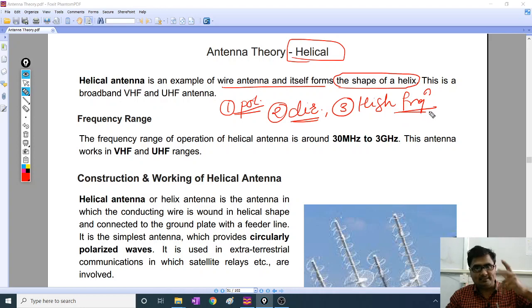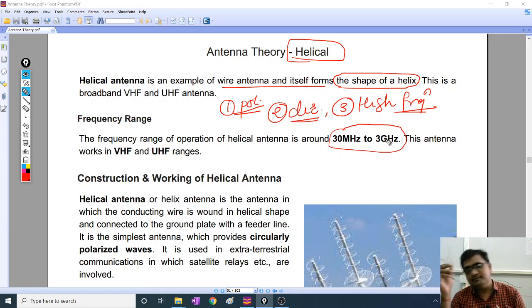So this helix that you form with a single wire, that helix can work for higher frequencies, is it? Look at this, the frequency range is from 30 to 3 gigahertz, so up to 3 gigahertz, is it? And even more than 3 gigahertz helix can work, but you need to form a wall, is it? And when you form a wall, it becomes a waveguide. So that's why that structure is not included here.